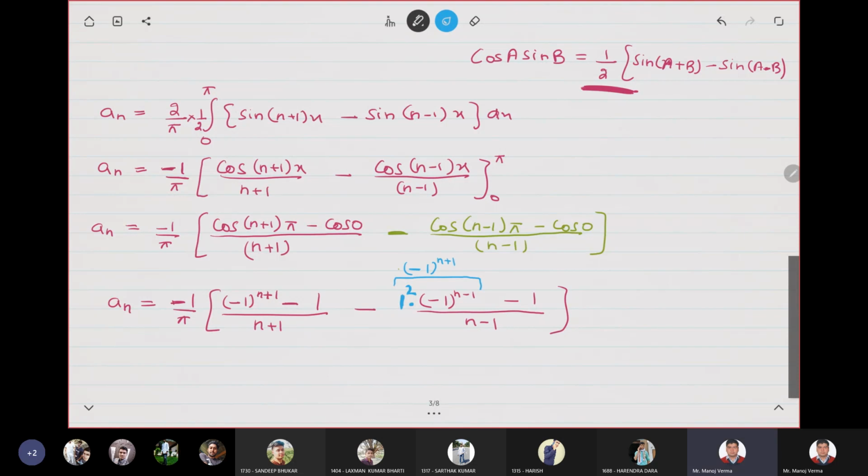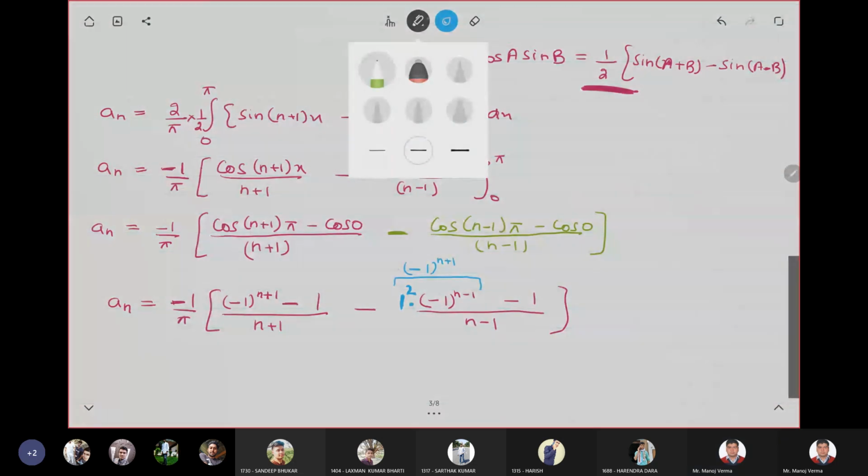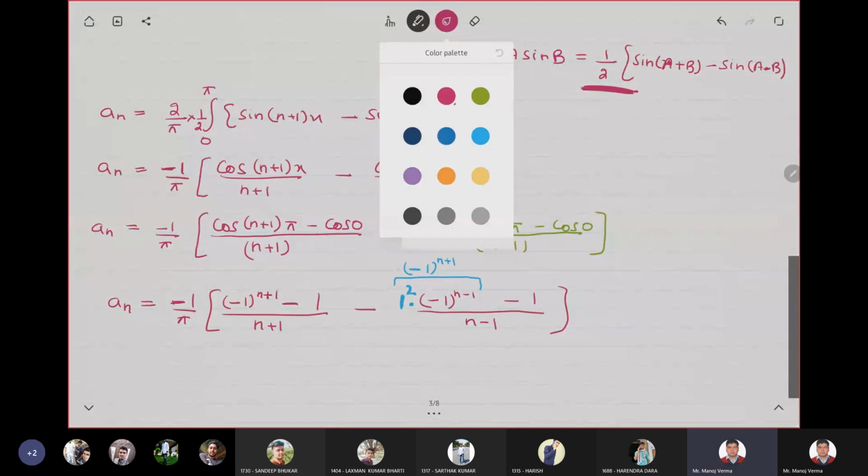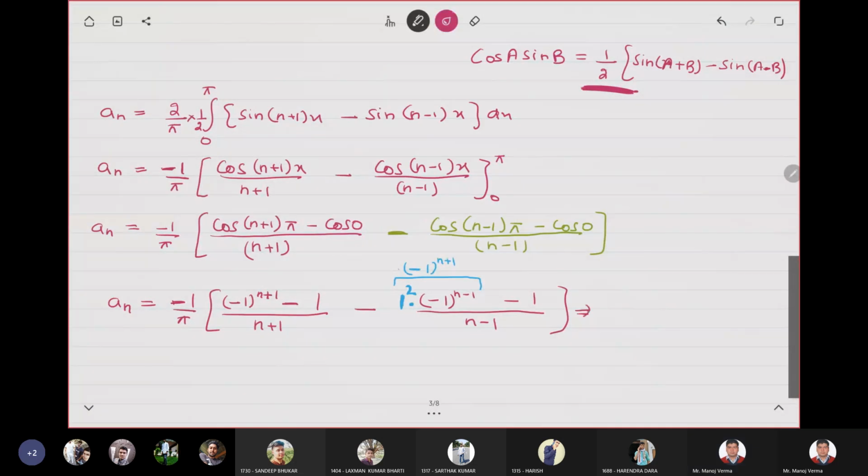So this expression will become minus 1 over pi, times minus 1 raised to the power n plus 1 minus 1, divided by n plus 1, minus minus 1 raised to the power n plus 1 minus 1, because I have multiplied it by 1 square, divided by n minus 1.